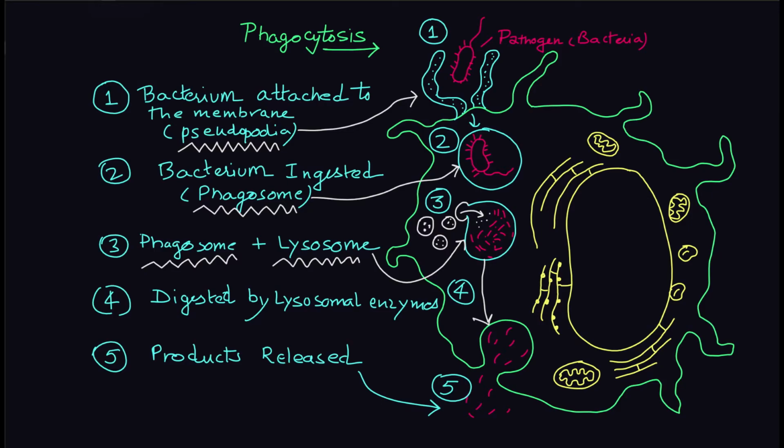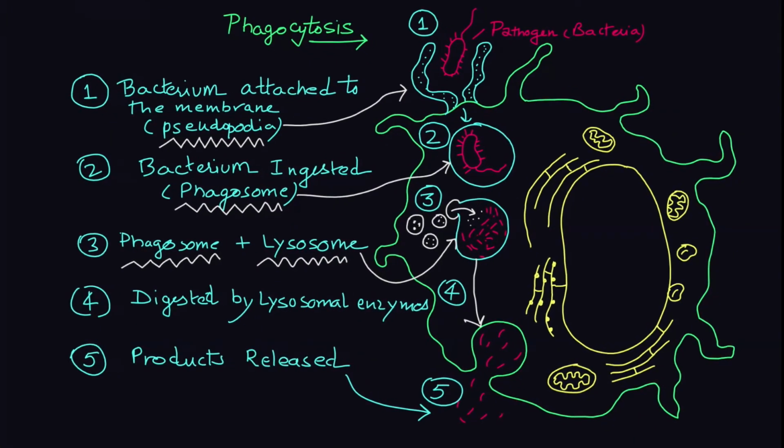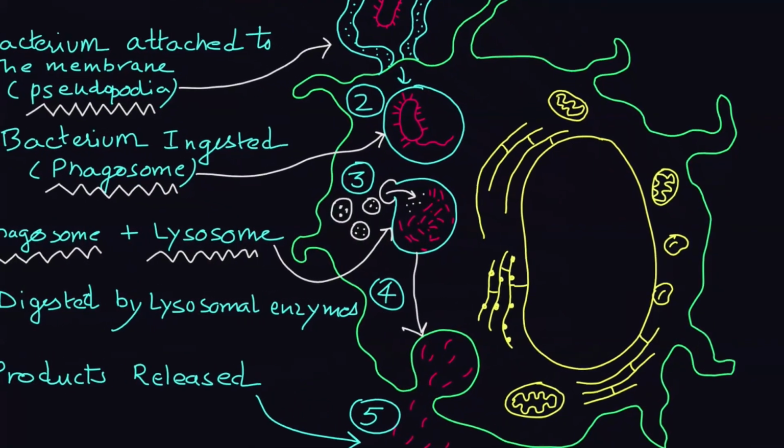So this is the complete process of phagocytosis, where the pathogenic organism, in this case bacterial cell, will be processed in multi-steps. Step 1, where bacterium will be attached to the phagocyte. Step 2, where the bacterium will be ingested. Step 3, where phagosome will be merged with the lysosome. Step 4, the lysosomal enzymes, they will digest the bacterium. Step 5, the final product, the lysed bacterium, will be released from the cell. I hope now the process of phagocytosis is clear to you.